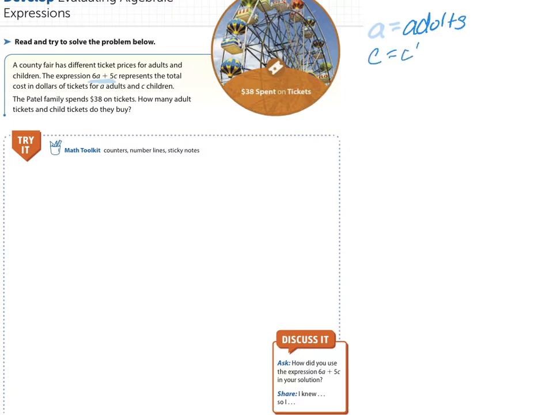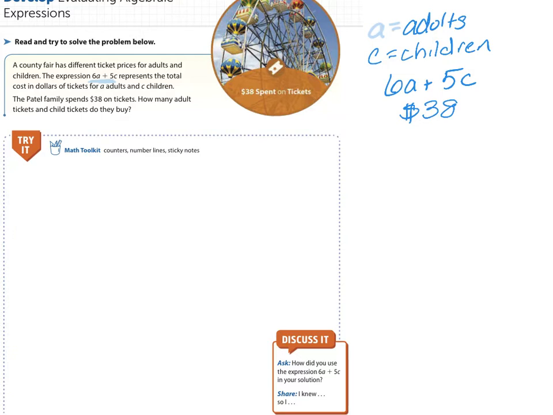and C is children. So I'm going to write that down over here just so when I'm looking at my expression 6A plus 5C, I know that A stands for adults and C stands for children. The Patel family spends $38 on tickets. So combining the adults and children, they're going to spend a total of $38. How many adult tickets and children tickets do they buy?